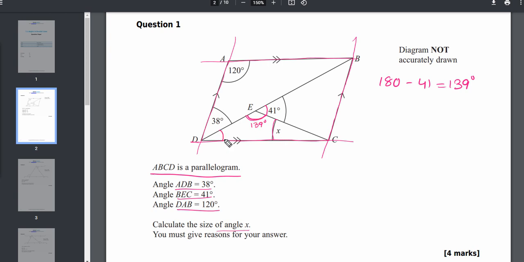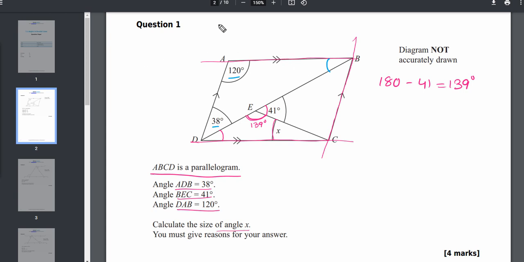Now we have to work out this angle. You see the sum of angles in a triangle is equal to 180. Over here we can see this triangle. In this triangle the sum of the three angles will be equal to 180 degrees. So this is 120 degrees, this is 38 degrees, and the remaining angle will be over here.